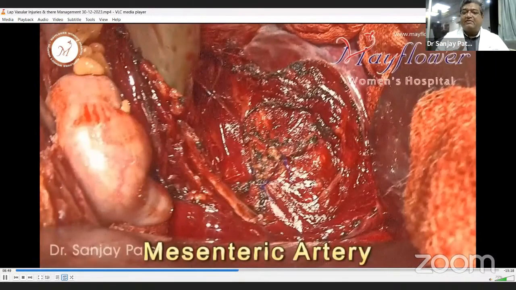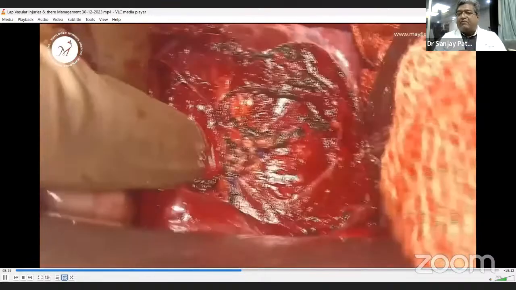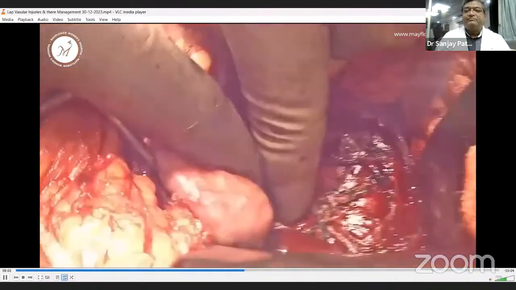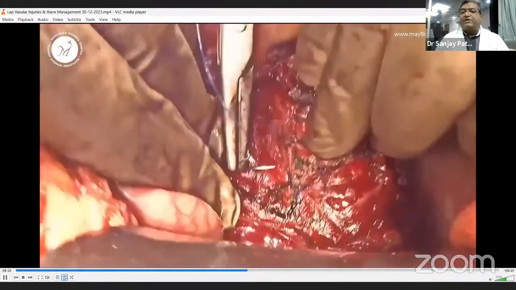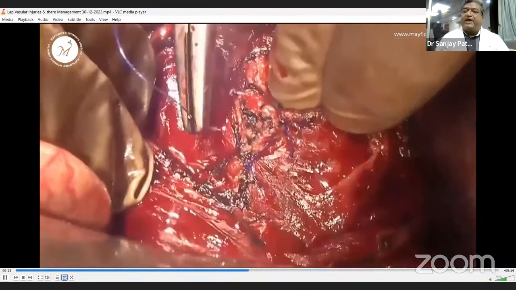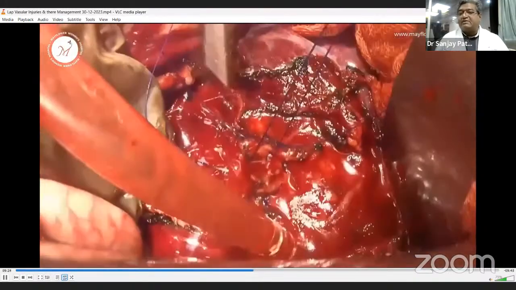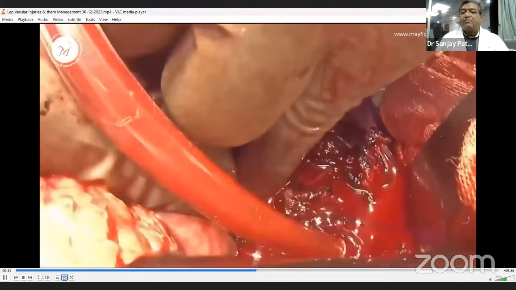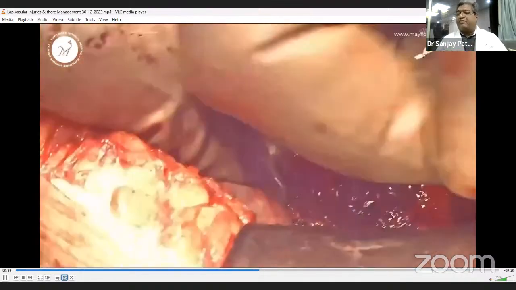This is the mesenteric vessels. And we suspect that this is the area of the site of the injury. Again, we secure it with sutures. And we also encounter bleeding. But somehow we manage it. Then we press for half an hour.